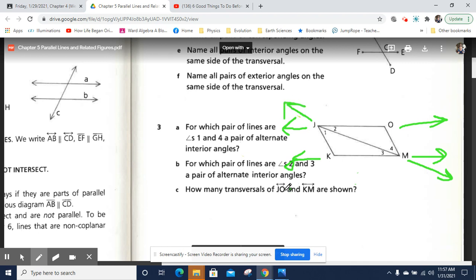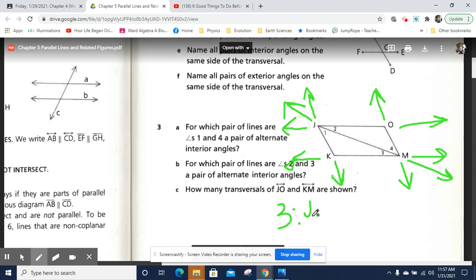But are there any other transversals? Pause the video and see if you can come up with any other transversals, and then I will do a spoiler for you. In fact, I am now about to do the spoilers. If you haven't paused it, I'm stalling so you can find that pause button. Now, you've unpaused because you've already figured out, hopefully, that JK is also a transversal because it cuts through JO and KM. And OM is also a transversal. So there's three of them.